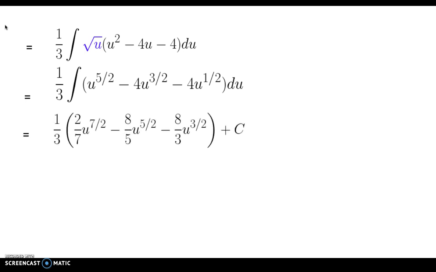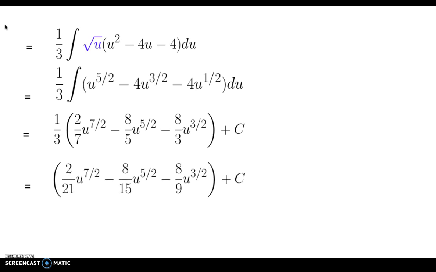Now let's integrate to get 1/3 times the quantity 2 over 7 u to the 7/2 minus 8 over 5 u to the 5/2 plus 8 over 3 u to the 3/2 plus c. Now let's multiply the fraction out to get 2 over 21 times u to the 7/2 minus 8 over 15 u to the 5/2 plus 8 over 9 u to the 3/2 plus c.